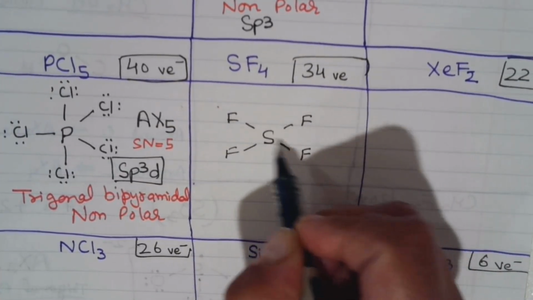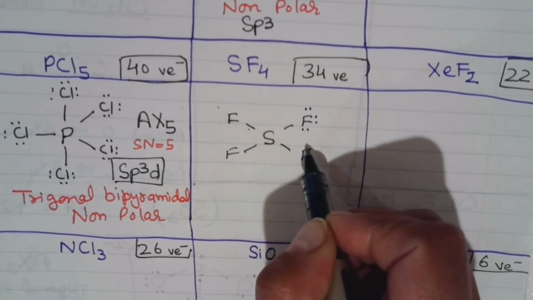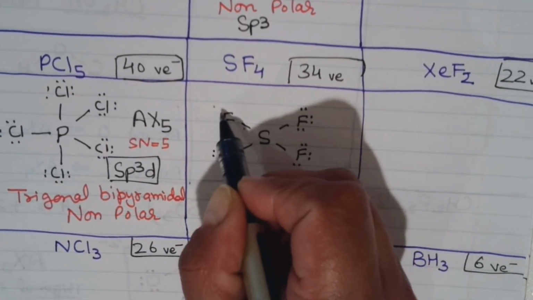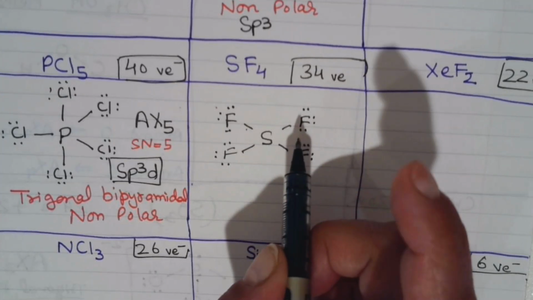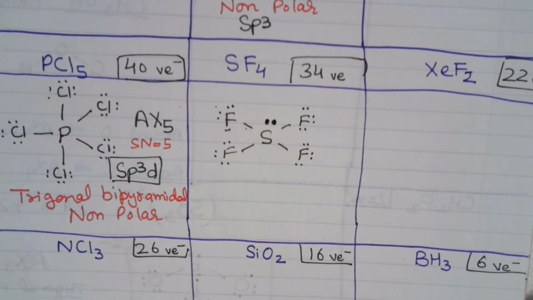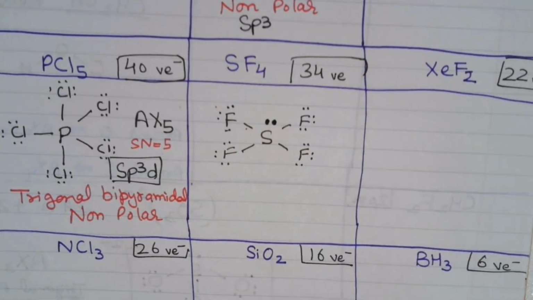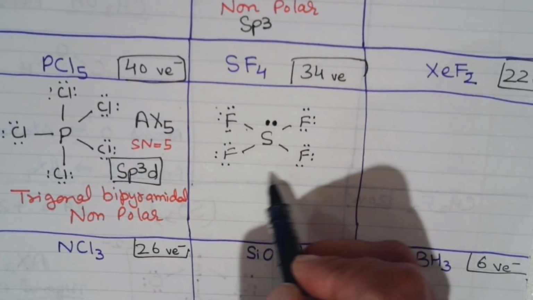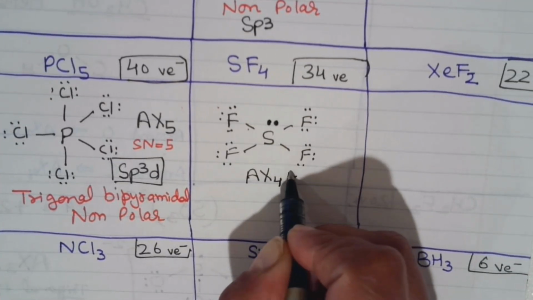And then 2, 4, 6, 8, 10, 12, 14, 16, 18, 20, 22, 24, 26, 28, 30, 32, right? So we still have 2 more to go. So those 2 are a lone pair on the central atom, right? If you draw SF4, this is the Lewis dot structure of SF4. Now SF4 has 4 bonds and 1 lone pair. So the AXE formula is AX4E, right?